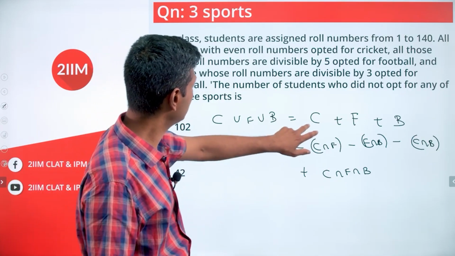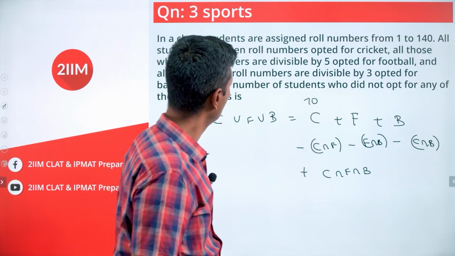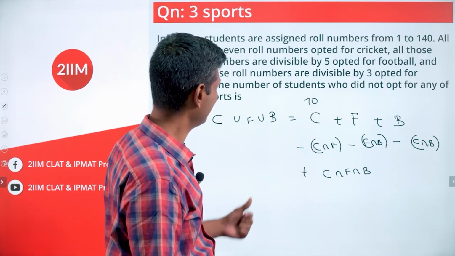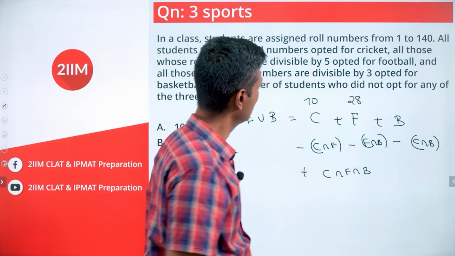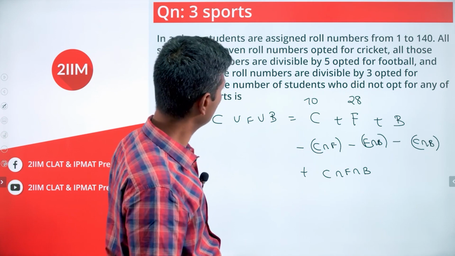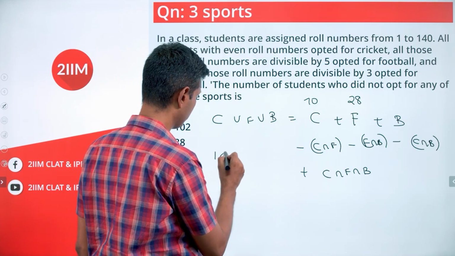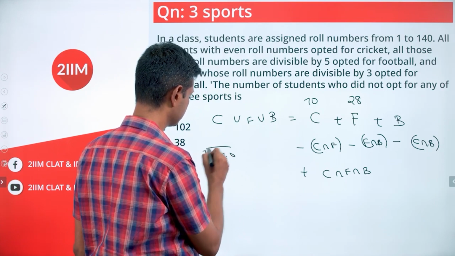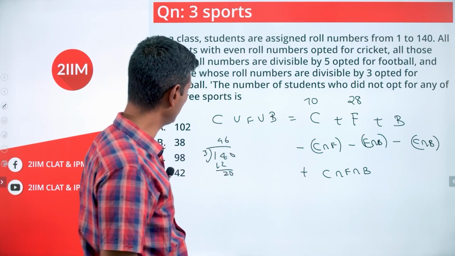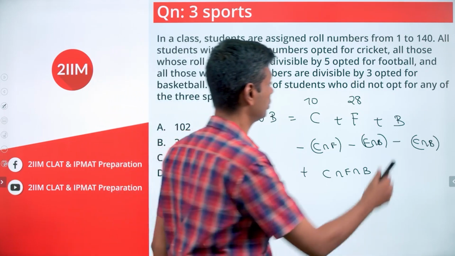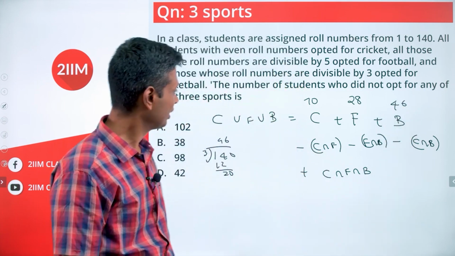Now, these are all multiples of 2, even numbers. 70 of them are there. Football is multiples of 5: 5, 10, 15, 20 all the way till 140. 28 of them are there. Basketball, a set of all numbers which are divisible by 3. So 140 by 3. 46 into 3 is 138. So 46 will feature in this list. Not 46 point something. That remainder will go away.